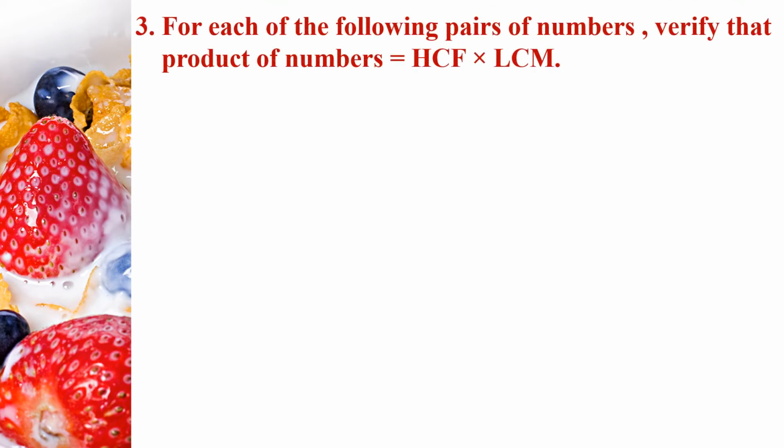For each of the following pairs of numbers, verify that product of numbers equal to HCF multiplied with LCM. 35 and 45. First, we are going to find all the factors of 35 by prime factorization method. That means 35 is divided by 5. So 7 5s are 35. 7 is a prime number, so it is divisible by 7. You will get 1.